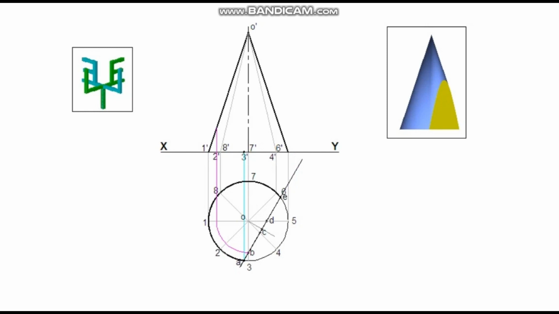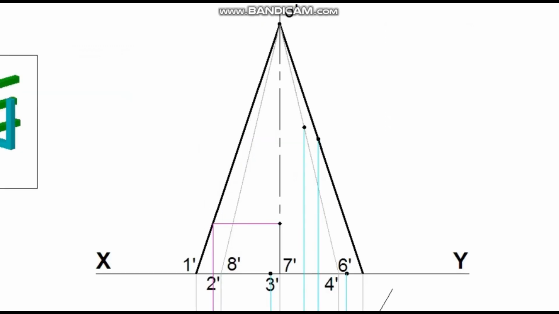Project it to the corresponding generator line of the elevation. Then project it horizontally from the generator to the exact line. All other points can be projected directly. Name the corresponding points of the elevation. Join these points by a smooth curve.